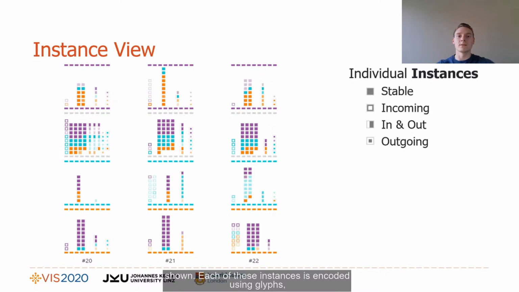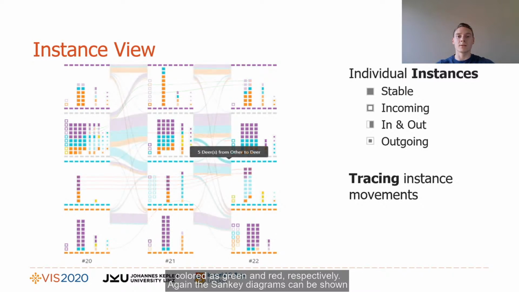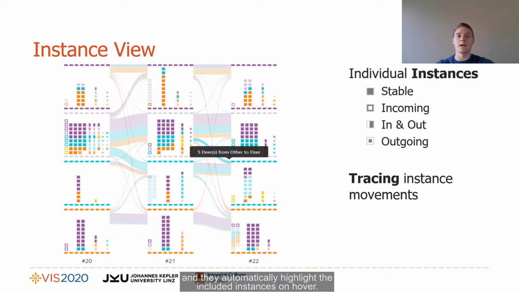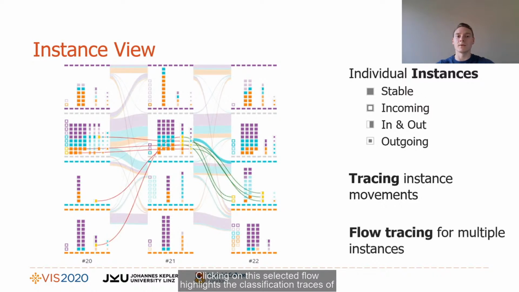Each of these instances is encoded using glyphs, which indicate the stability in the current epoch of the instance. If specific instances are of interest, the corresponding classification paths can be traced, with correct and incorrect movements colored as green and red, respectively. Again, the Sankey diagrams can be shown, and they automatically highlight the included instances on hover. Clicking on this selected flow highlights the classification traces of all included instances.